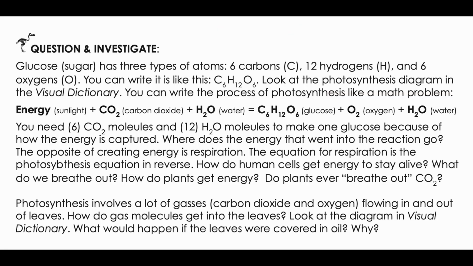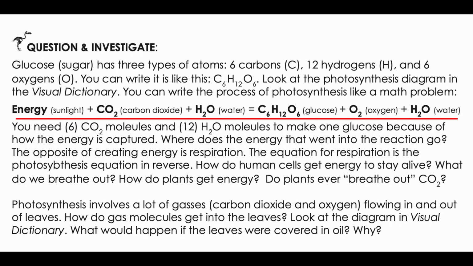You can write it like this. Actually, they put the hydrogen in the center. So it's like alphabetical order. So C6, H12, O6. So I'll actually show you right here on the guide, just in case you don't have this printed out. So you can see, hopefully I'm getting it in there for you, what it says. All right, look at the photosynthesis diagram in the visual dictionary.